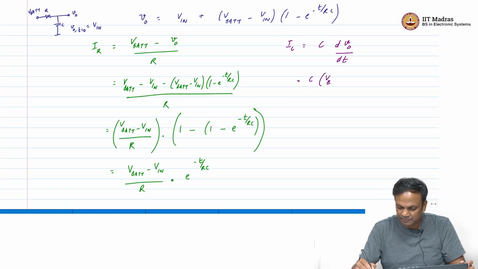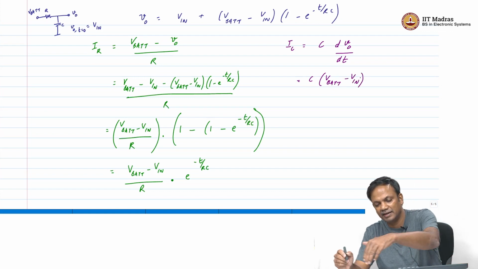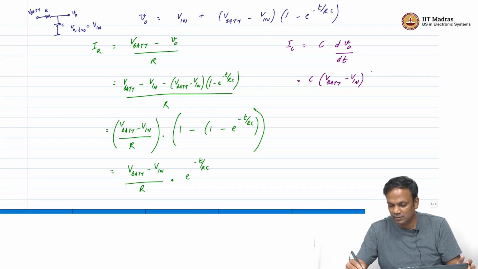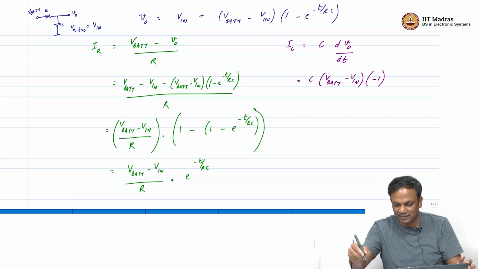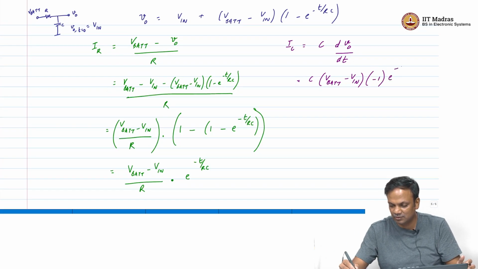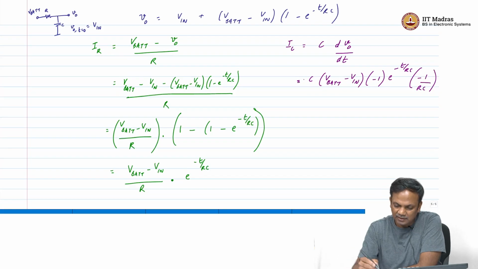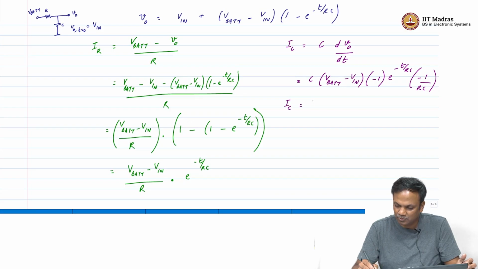So, we have V bat minus V in into again d by dt of 1 minus e to the minus t by RC. 1 is a constant, so it is going to go away. It will be into minus 1 into d by dt of e to the minus t by RC. So, it is e to the minus t by RC into minus 1 by RC, the differentiation of V naught, right. So, IC will be equal to 1 by R into V bat minus V in into e to the minus t by RC.